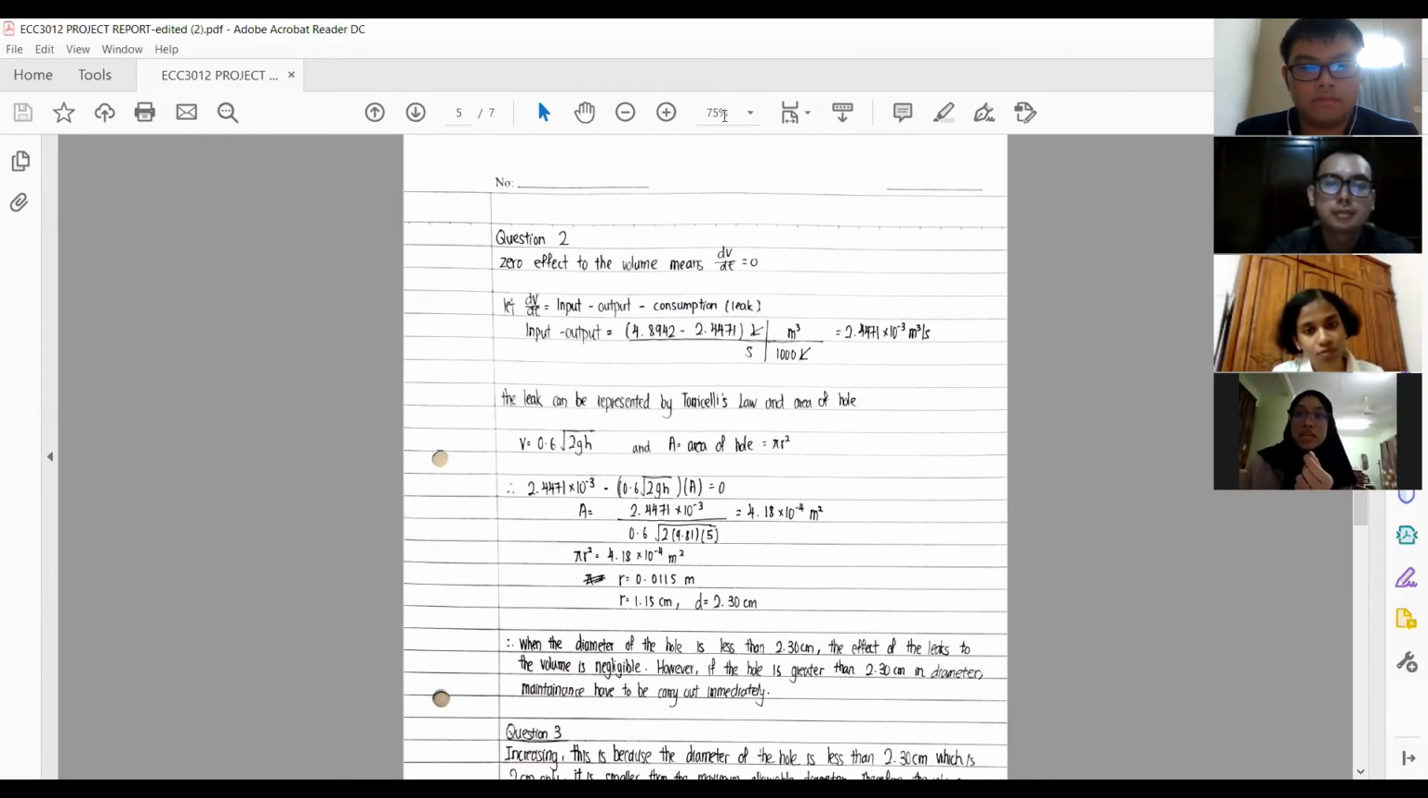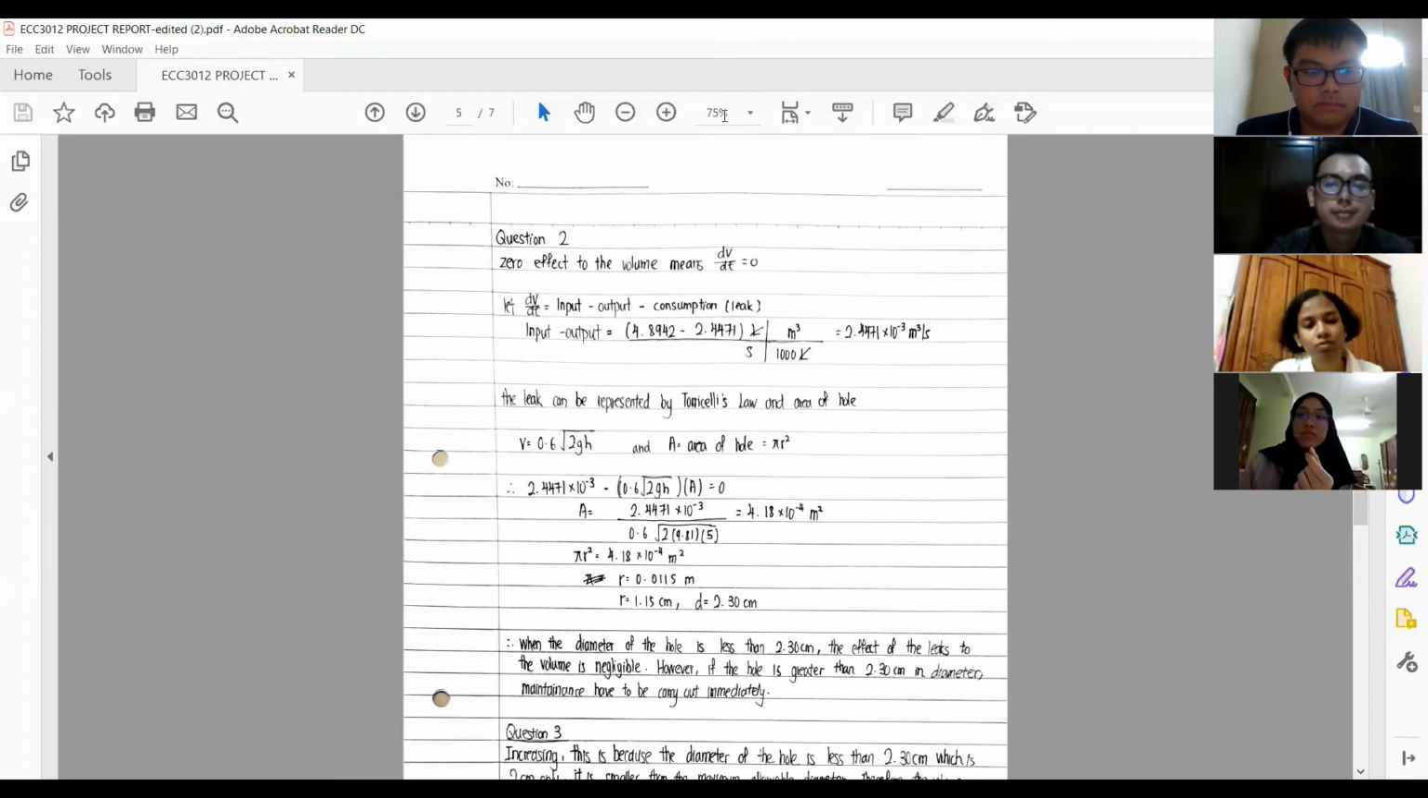Okay, and then we calculate the input minus the output, and then we convert the unit to meter cube per second. 1 meter cube is equal to 1,000 liter, and then we get 2.4471 times 10 to the power of negative 3 meter cube per second. And then we represent the leak using Torricelli's law to solve this problem.